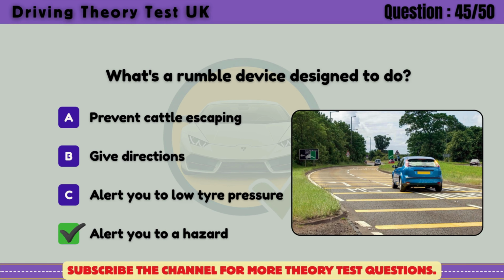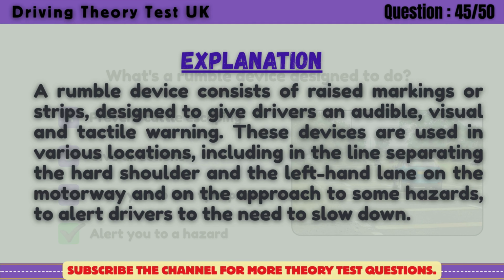Answer is D. Alert you to a hazard. A rumble device consists of raised markings or strips, designed to give drivers an audible, visual, and tactile warning. These devices are used in various locations, including in the line separating the hard shoulder and the left-hand lane on the motorway and on the approach to some hazards, to alert drivers to the need to slow down.